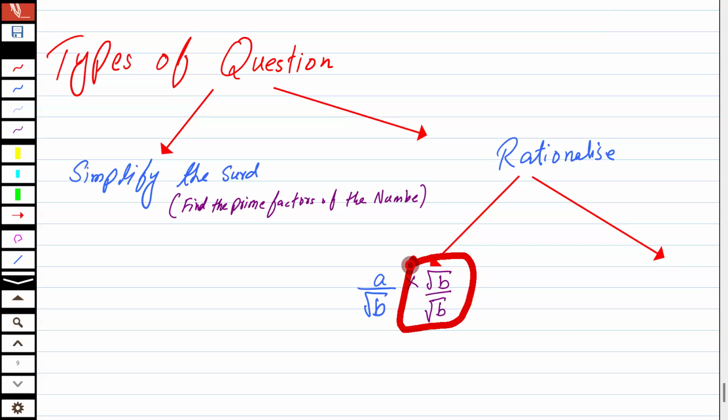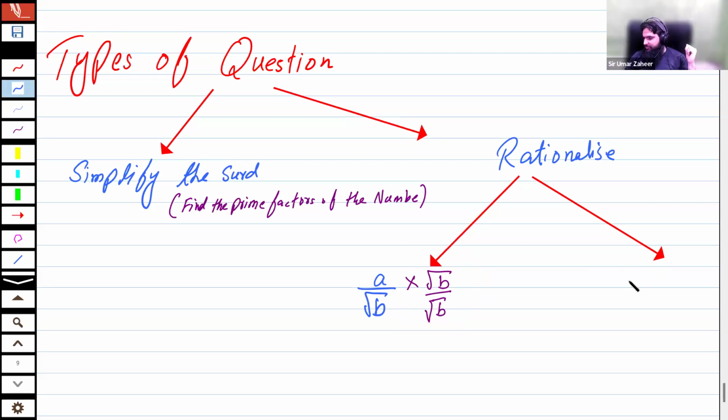No, sir. In the same way, if you don't have a single term, you have two terms, like a divided by, let's say, b plus square root c. In this one, he says that you have to rationalize it. What you will do is multiply and divide with the denominator, but changing the sign. If you have a positive sign, you multiply with the negative sign. If you have a negative sign here, you multiply with the positive sign. Yes, everyone, any question till here?